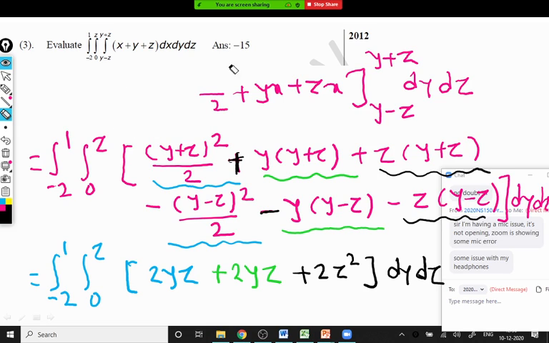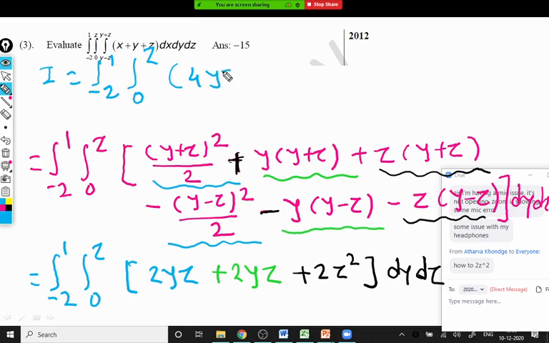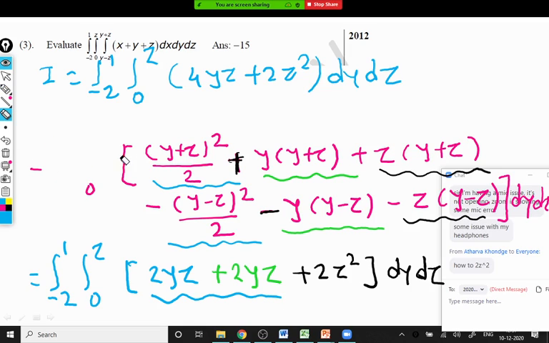So that is about the first integral, the inner integral. Now we have to integrate with y. To integrate with y, the limits are minus 2 to 1, and I will write the integral again here. The 2yz plus 2yz become 4yz plus 2z square, and then dy dz. These two terms are combined because they are similar, and now we can integrate it.